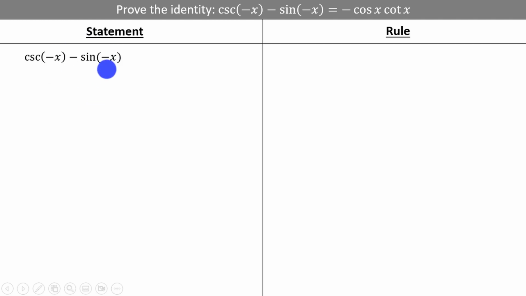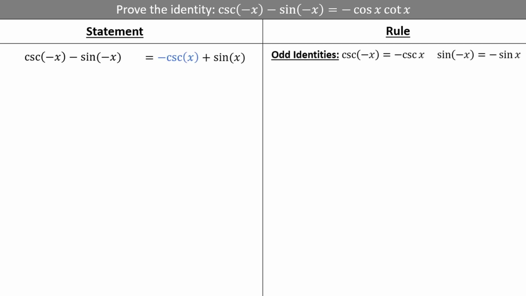All the other trig identities are odd, meaning that if you want to get rid of the negative sign on an argument, you have to change the sign of the function. So changing the sign of each of our trig functions, instead of positive cosecant, we will have negative cosecant of positive x, and then instead of minus sine of negative x, we will have plus sine of positive x. All we've done is change the argument from negative to positive and change the sign of each function, from positive cosecant to negative cosecant, and from negative sine to positive sine. We justify this with the odd identities for cosecant and sine. Cosecant of negative x is equal to negative cosecant of x, and sine of negative x is equal to negative sine of x.